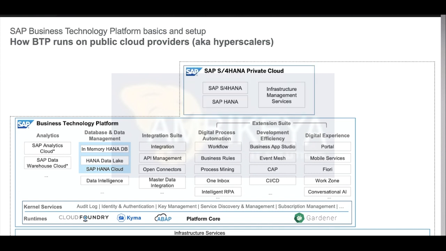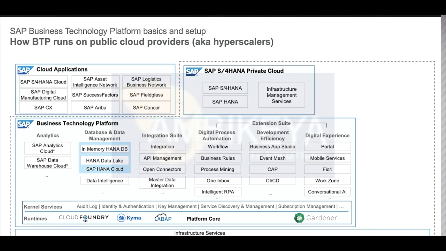It is important to note that if you run S/4HANA in the same hyperscaler region, it will not run in the same virtual private network as the BTP itself. That's why you need to set up reverse proxy connectivity through SAP Cloud Connector in the network where S/4HANA is running. SAP SaaS applications, on the other hand, are a bit different. SAP SaaS applications may or may not run on the same hyperscale infrastructure where BTP runs, which is why they're shown outside of the dashed box.